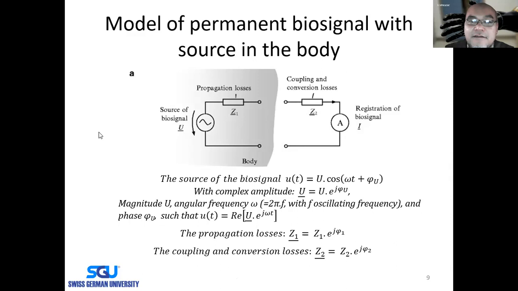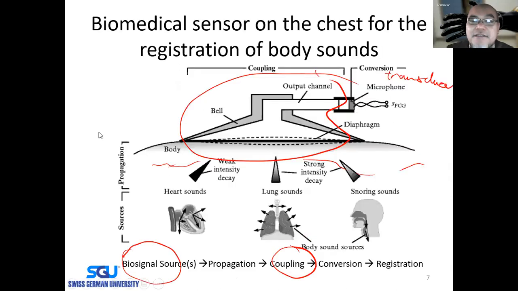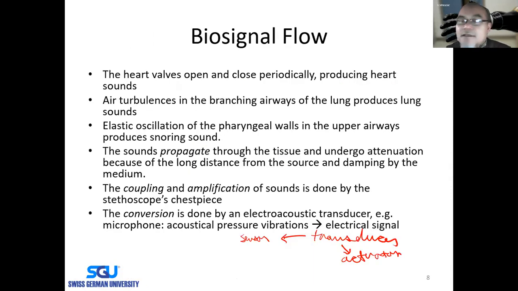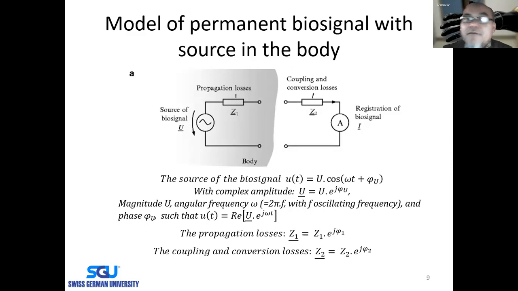The previous signal propagation, which originates from the source, then propagates through the tissue, the human body, and is coupled into the diaphragm, until it is converted and registered, could also be modeled in the form of an electrical circuit like this. I hope you have all already passed Electrical Engineering 1 and 2, right?